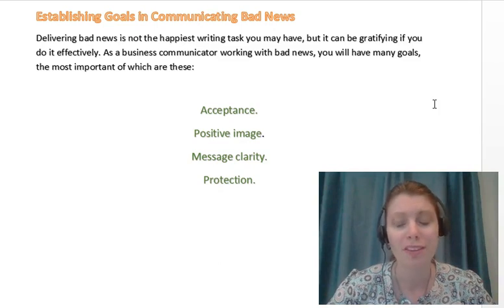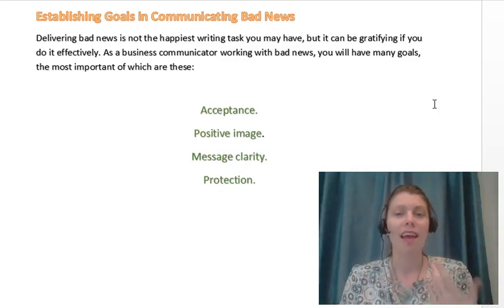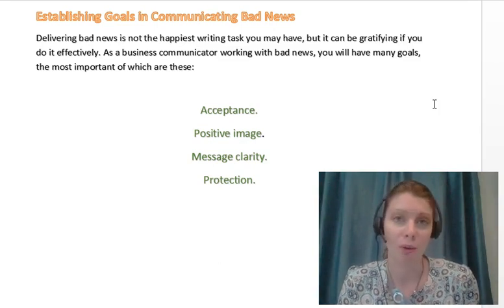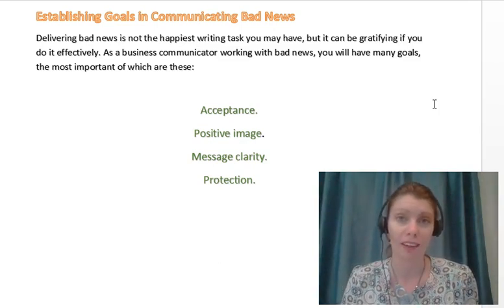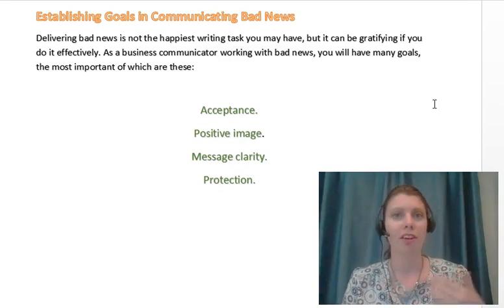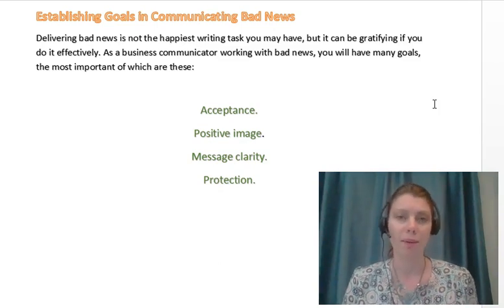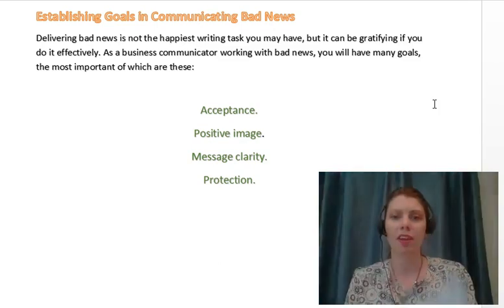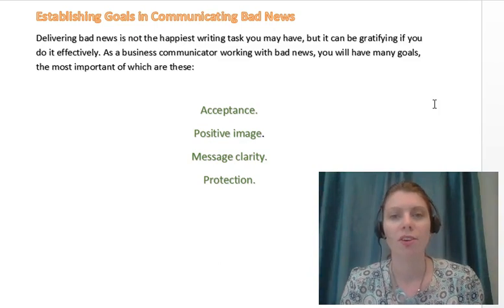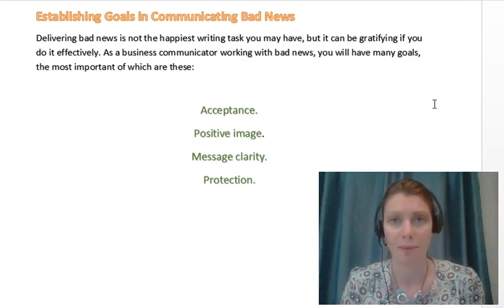So as a business communicator working with bad news, you will have many goals. There will be different reasons you're writing these letters. But the goals you should focus on, the things that are really important, are acceptance, a positive image, message clarity, and protection. In acceptance, you want to make sure that the reader understands and will accept the bad news.